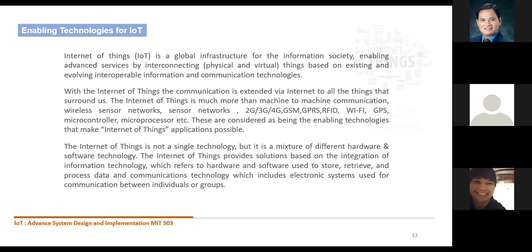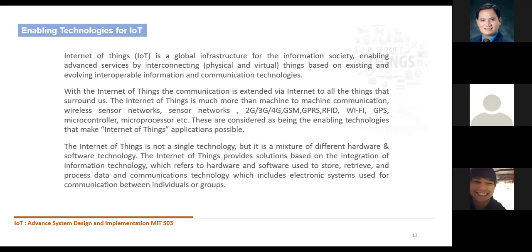The Internet of Things is not a single technology, but it is a mixture of different hardware and software technology. The Internet of Things provides solutions based on the integration of information technology, which refers to hardware and software used to store, retrieve, and process data, and communication technology, which include electronic system used for communication between individuals or groups.